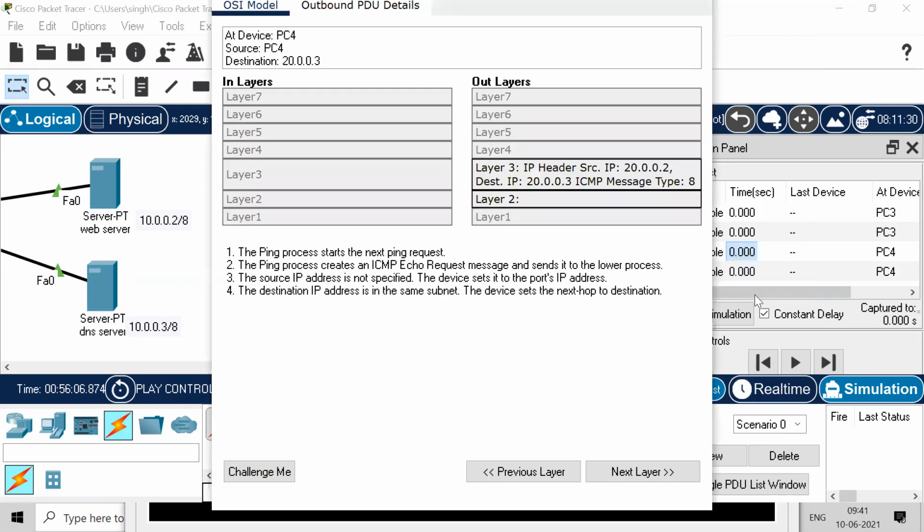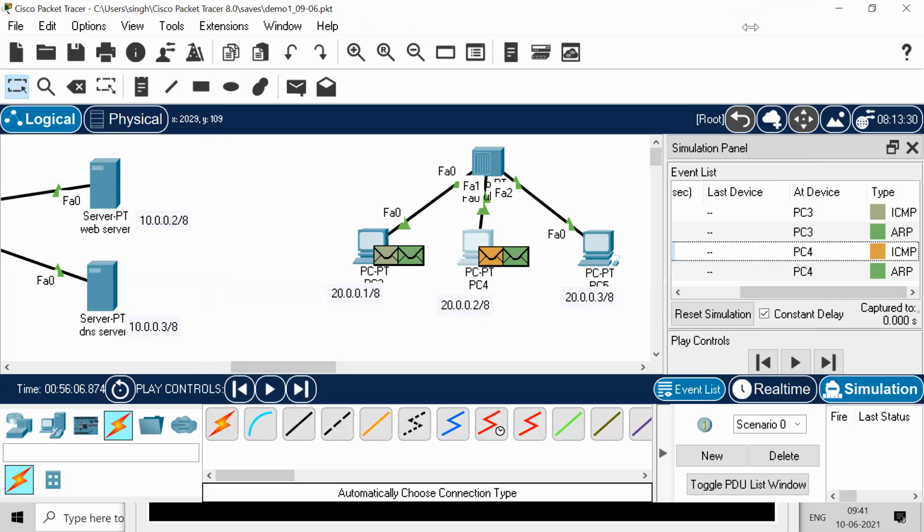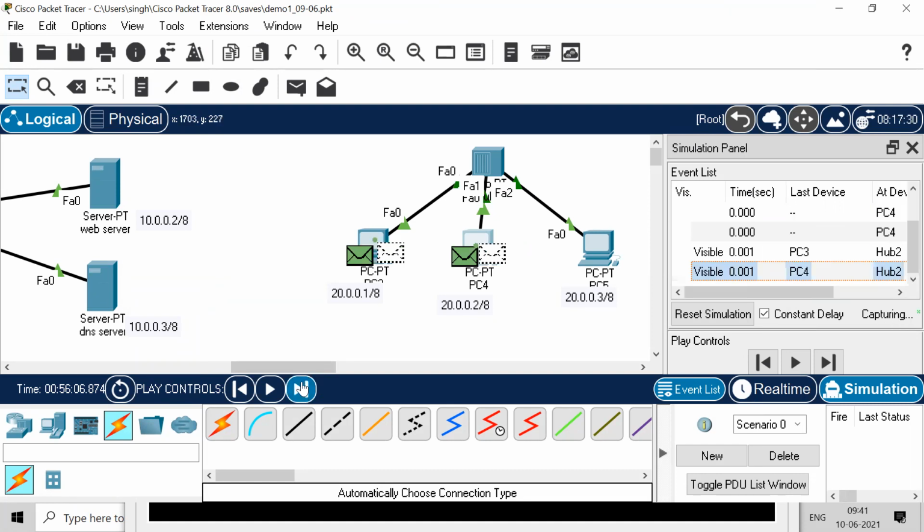Along with this, there are two packets which you are seeing. What are these two packets? Don't worry, I will show you tomorrow again. There's an ICMP packet and an ARP packet. So both have started the process. Now I will play the forward button. Just look into this. You see something in red? Are you able to see that?